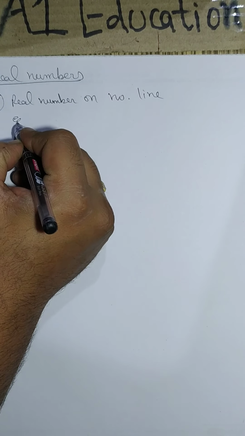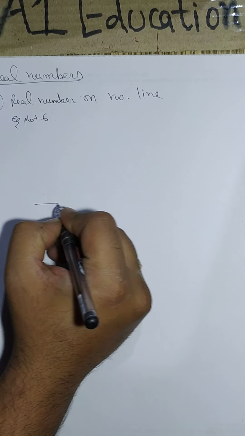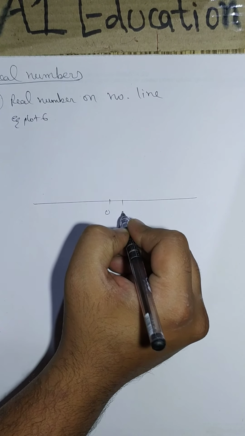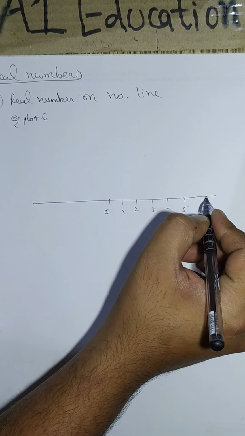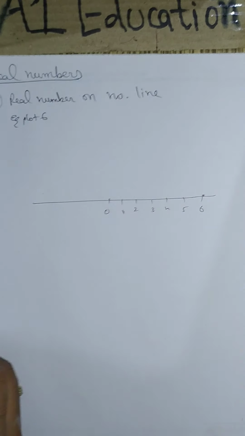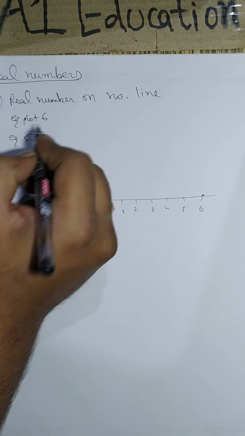Let us say you want to plot 6. It is very simple. You can draw a number line: 1, 2, 3, 4, 5 and 6. So this is the number 6. You can plot it. Now let us say you want to plot 5.5.